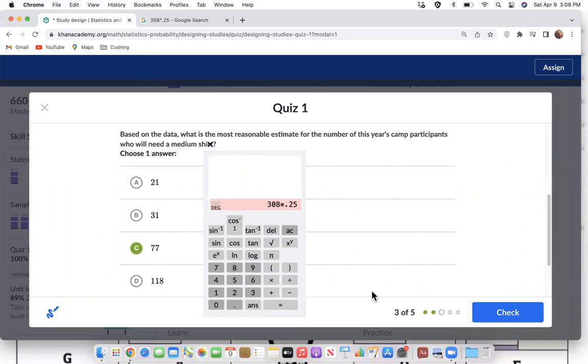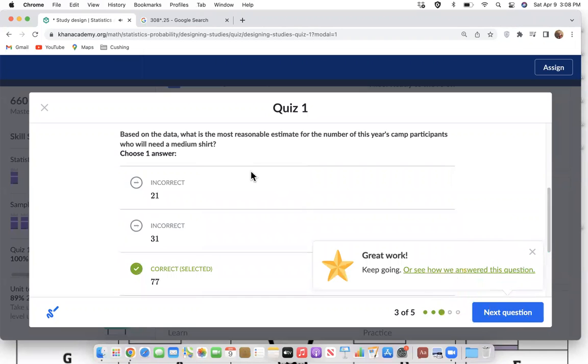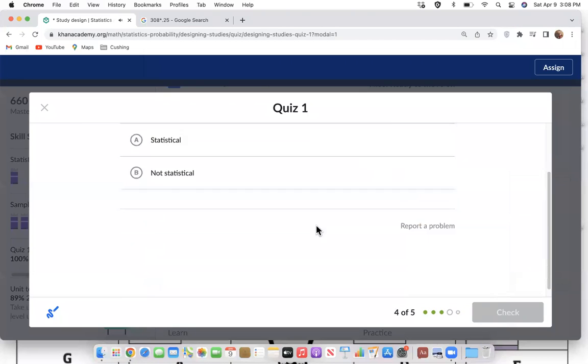And it should be a little higher than 75. And with these answer choices, you could have estimated your way to 77. All right, so the next one.